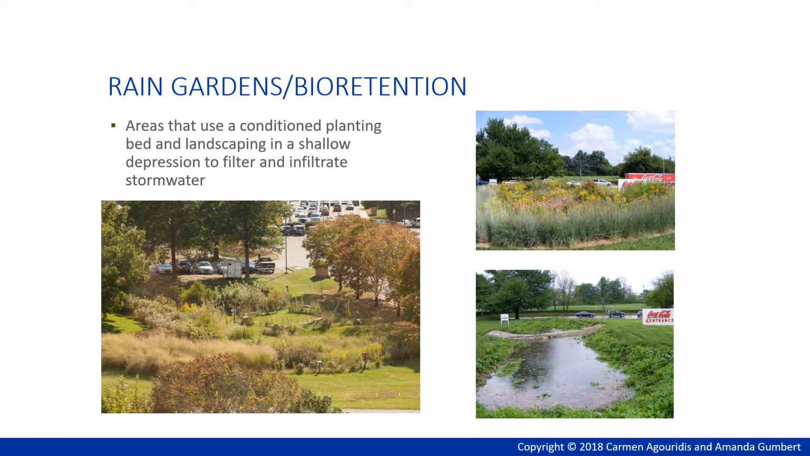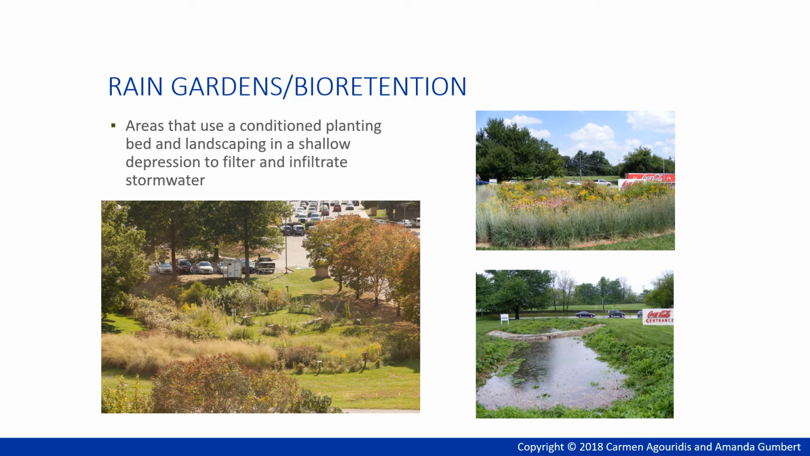Rain gardens or bioretention systems are shallow depressional areas that use a conditioned planting bed to filter and infiltrate stormwater. A conditioned planting bed is one in which the soils are amended to increase infiltration rates and to support plant life. Some amendments are also designed to provide enhanced pollutant removal. The difference between rain gardens and bioretention lies with the underdrain. An underdrain is a system that directs parts or all of stormwater that infiltrates through the soil media to the storm sewer system. Rain gardens do not use an underdrain system, while bioretention does.